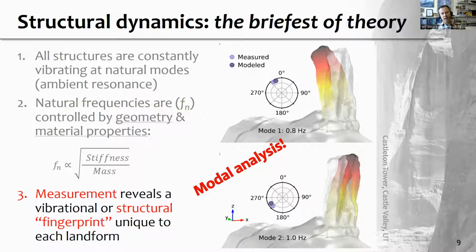So the big idea is that by measuring, modeling, and understanding these vibrational modes, we establish a vibrational fingerprint, or in fact, a structural fingerprint that is unique to every landform. The procedure of measurements, modeling, and understanding these natural modes is what we call modal analysis. Here you see numerical results for Castleton Tower showing it swaying back and forth at 0.8 hertz in one direction and at 1 hertz in another direction. So 1 hertz is 1 time per second that it completes this swaying motion.